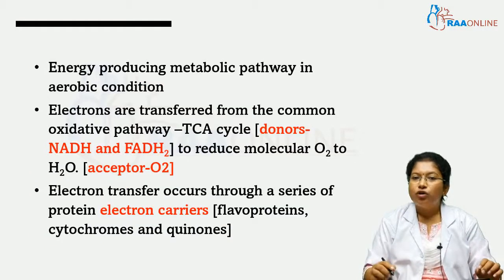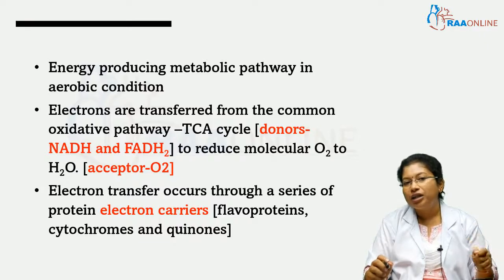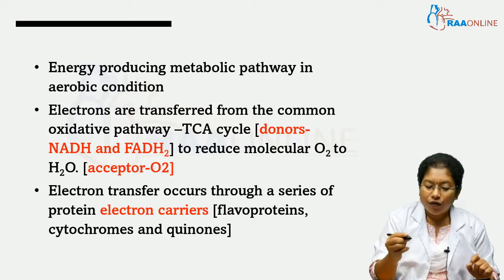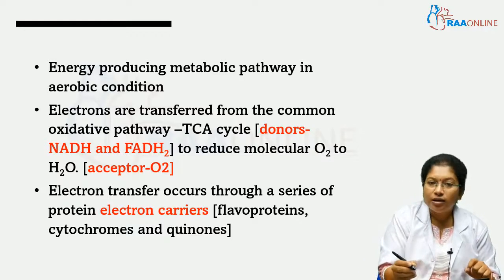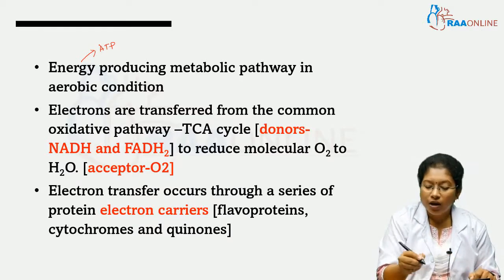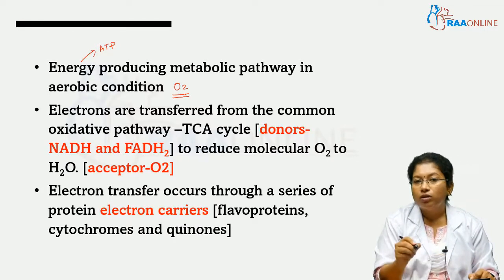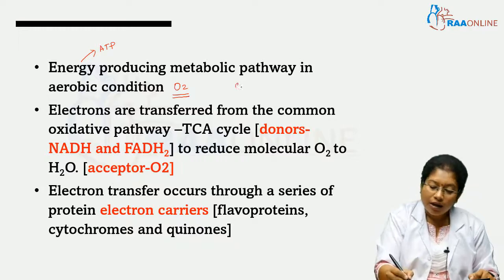So coming to the definition of ETC, energy producing metabolic pathway in aerobic condition. So electron transport chain means it is an energy producing metabolic pathway in aerobic condition. From this one sentence itself, we can understand it produces ATP. Aerobic condition means it utilizes oxygen. So ETC is nothing but a cellular respiration.